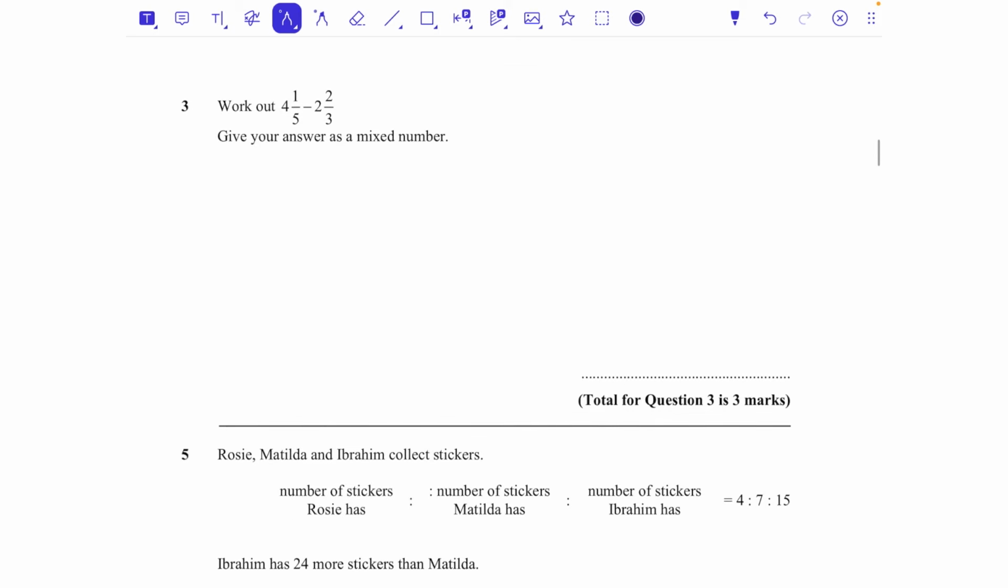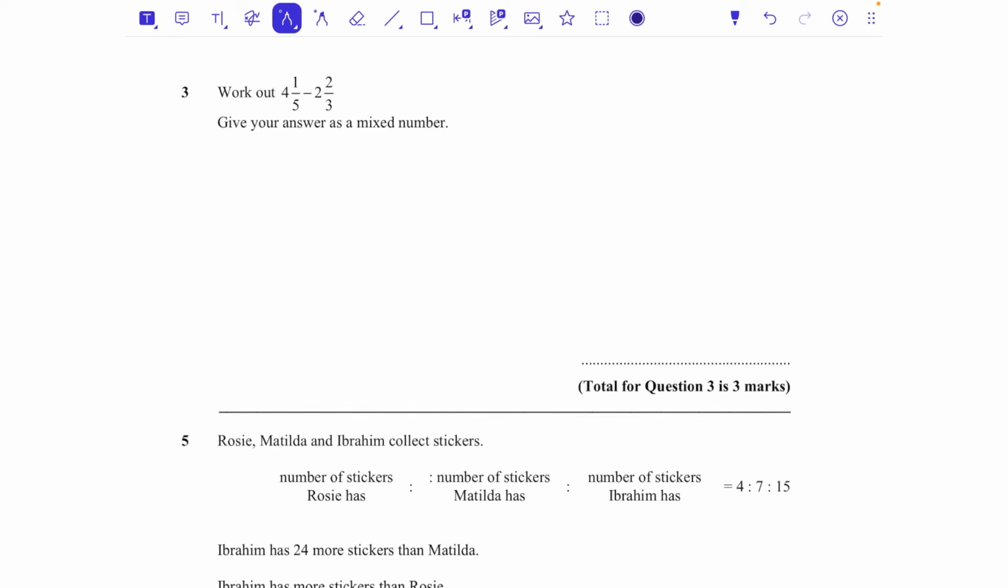Okay, next question. Question number 3. Work out 4 1/5 minus 2 2/3. Give your answer as a mixed number. Now when we're adding and subtracting, multiplying or dividing, we want to make these fractions top heavy. And to do that, you're going to do big times bottom, add on the top. 4 times 5 is 20, add the 1 is 21 over 5 minus, and again here we're going to do big times bottom, 2 times 3, which is 6, add on the top, which is 8, so 8/3 there.